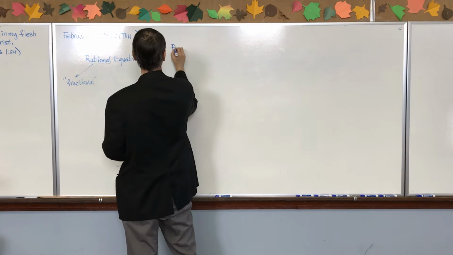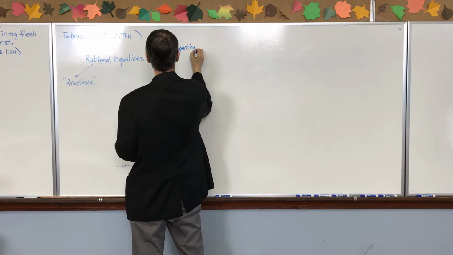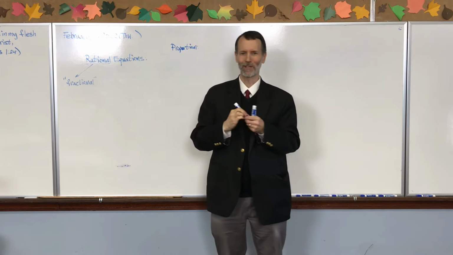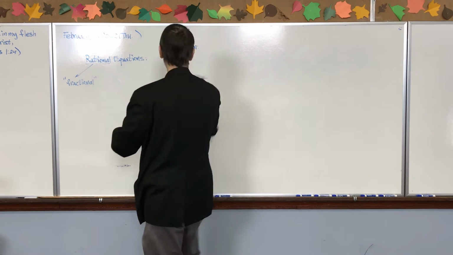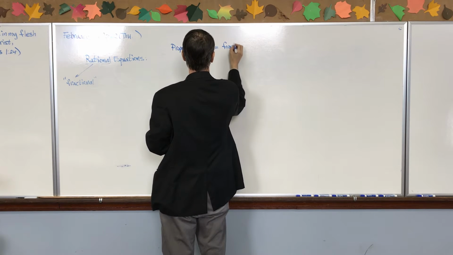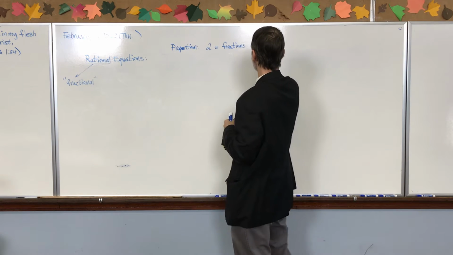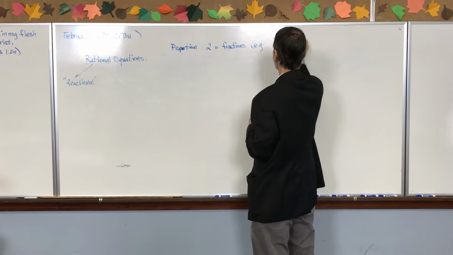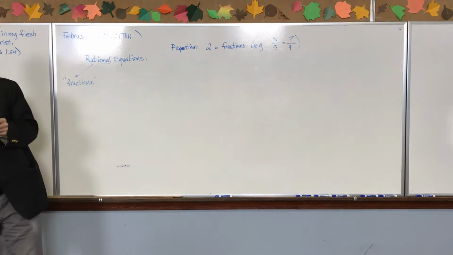First of all, can somebody refresh my memory from yesterday? What is a proportion? What's the definition of a proportion? Right. Two equal fractions. For example, x over 5 equals 7 over 9. And we covered 3 different ways to solve that yesterday.